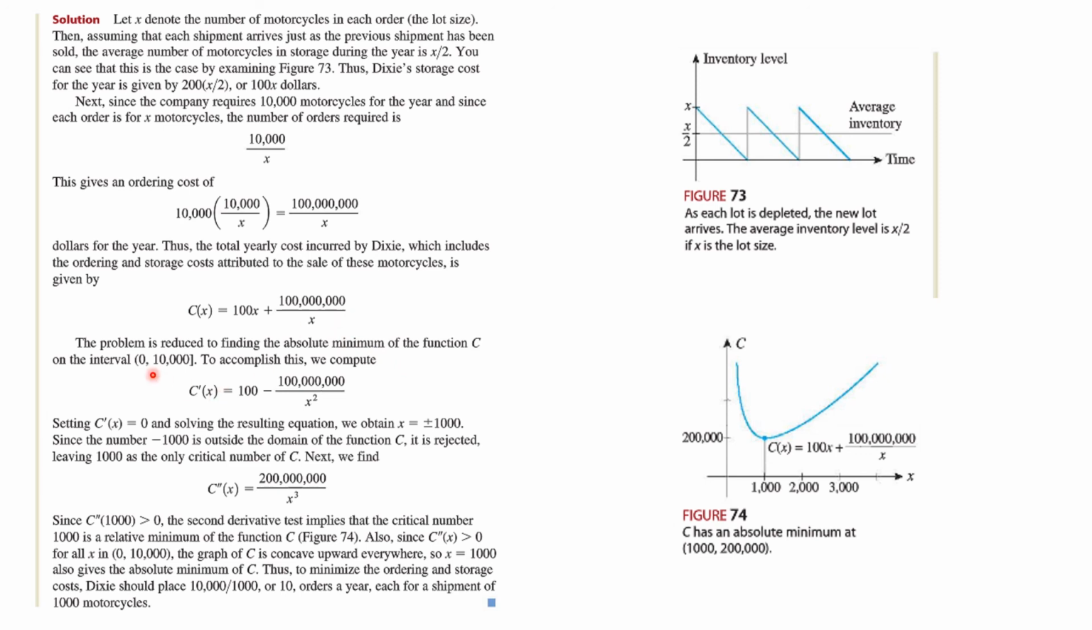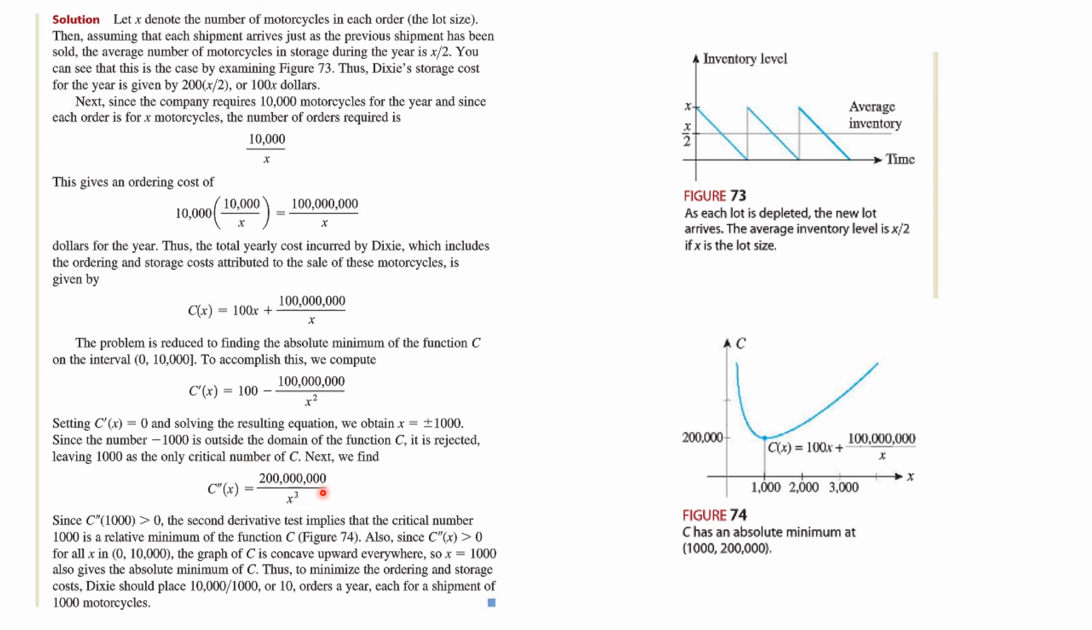And the inventory goes from 0 to 10,000, but you see that's not a closed interval, so we're not going to be doing this graphically. To accomplish this, we take the derivative. So the derivative of 100X is 100. The derivative of 100 million X to the minus 1 is minus 100 million over X squared, and there's where we put the minus sign. We set that equal to 0, and we obtain that X is equal to plus or minus 1,000, but we reject the minus because we're ordering motorcycles, not sending them back.